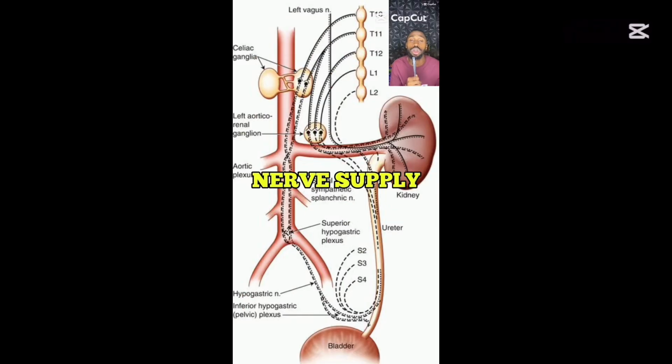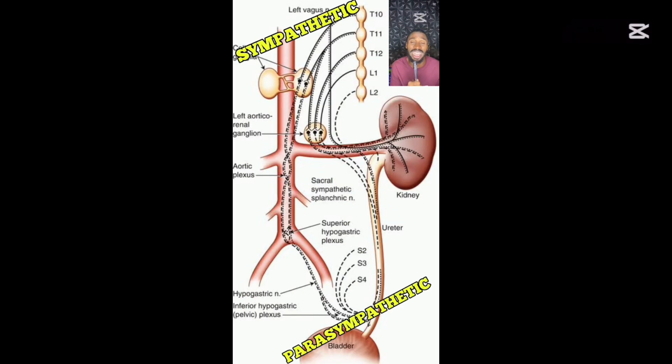The ureter is controlled autonomically by the sympathetic and the parasympathetic segments. The sympathetic is derived from the spinal segments T12 and L1 through the renal, aortic, and hypogastric plexus, while the parasympathetic is derived from S2 to S4 through the pelvic splanchnic nerve.